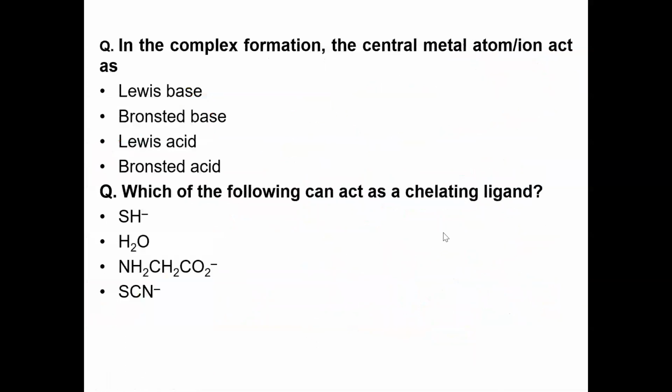The next one is: in complex formation, does the central metal atom or ion act as a Lewis base, Lewis acid, Bronsted acid or Bronsted base?